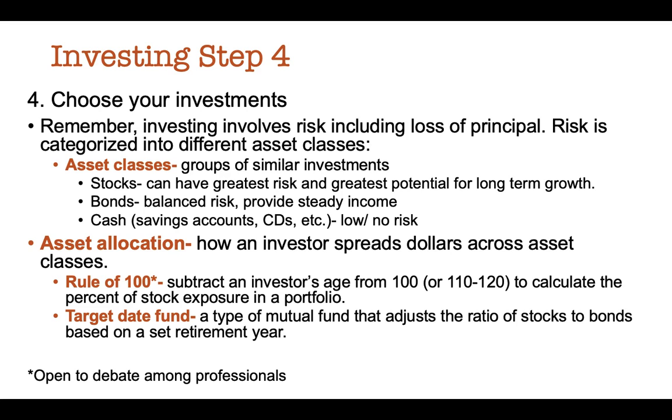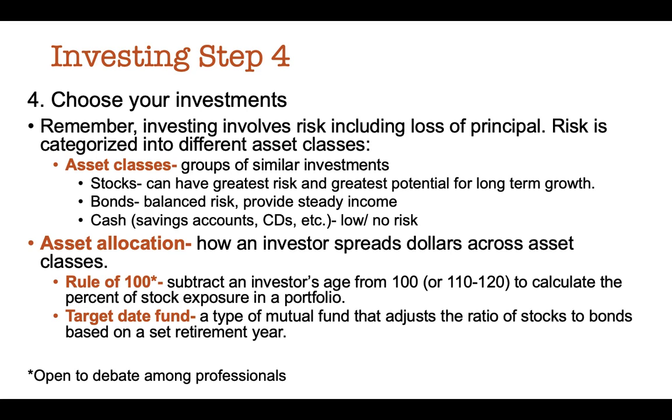So stocks are typically considered to have the greatest risk and the greatest growth potential. Bonds have more balanced risk and can provide steady income given their maturity dates over time. Cash is considered the lowest or no risk. That's money in your savings accounts, certificates of deposit, etc. So asset allocation refers to how an investor spreads their money across those three asset classes.